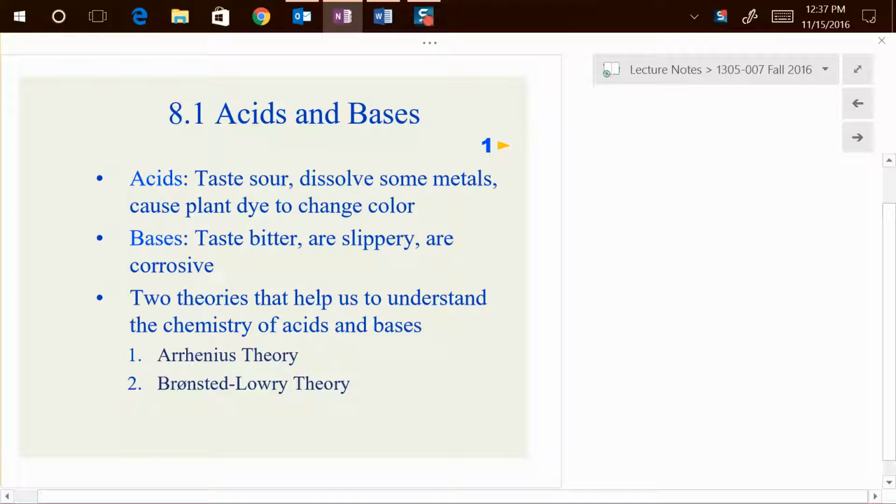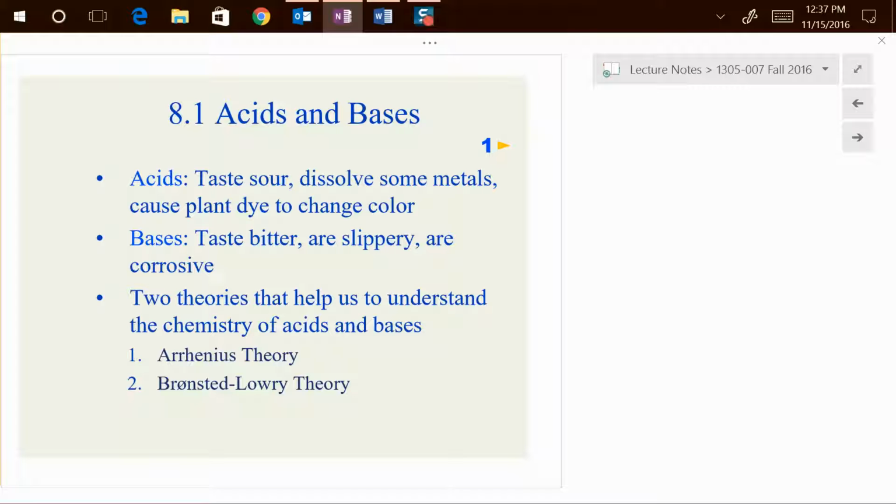So acids, they have sour tastes. That's how you can kind of identify them. They react with metals to produce hydrogen gas. Some plant dyes change color due to whether it's an acid soil or a basic soil. You can grow your flowers different colors that way.